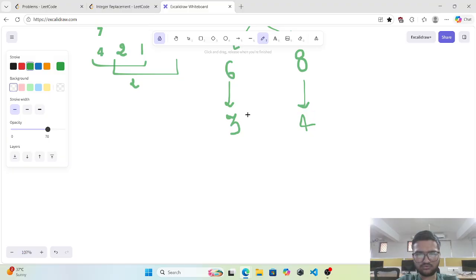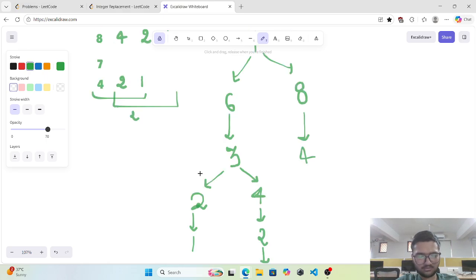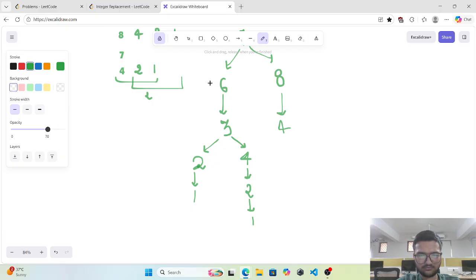6 is moved and 3 is an odd number. Then we replace 3 with 3 plus 1 or 3 minus 1. So 3 minus 1 is 2 and 3 plus 1 is 4. Then 4 is divisible by 2, which gives 2, and 2 divided by 2 is 1, and 2 divided by 2 is 1 because it is even. So the last step count is 1, 2, 3, 4, and this is 1, 2, 3, 4 and 5.